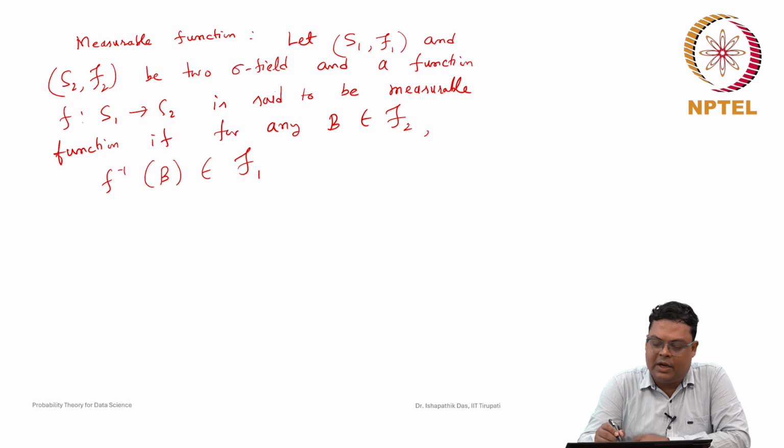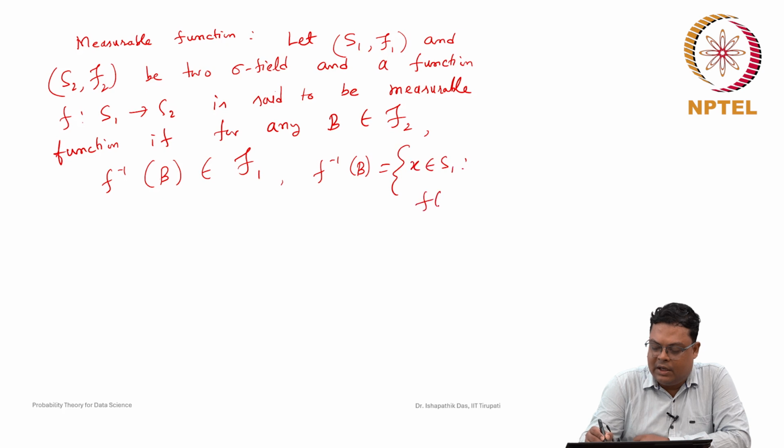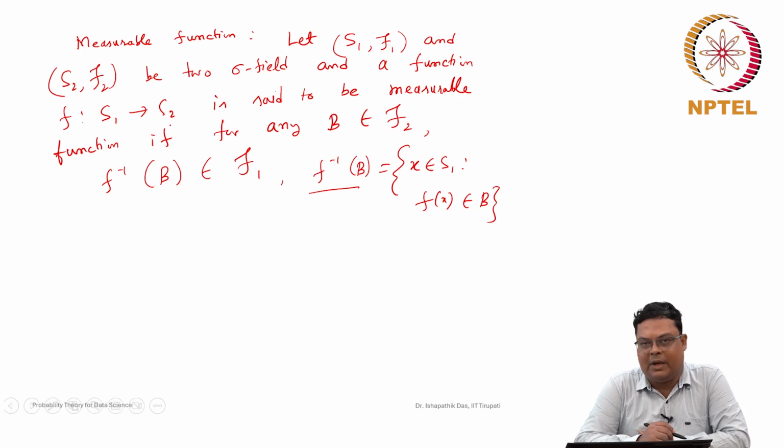So, that means if you take the inverse, how is f inverse of b denoted? F inverse of b is nothing but all x in S1 such that f of x belongs to B. This is called f inverse B. So, if this belongs to F1 for any B belonging to F2, because it is from S1 to S2, then it is known as a measurable function.